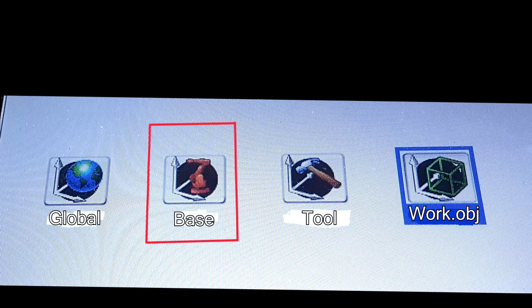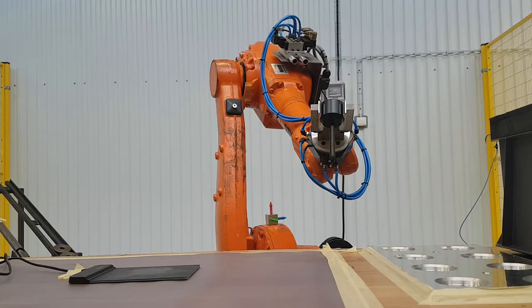In the base coordinate system on the ABB robot, the coordinate system is referenced from the base of the robot, where the robot meets the foundation. And it's measured in millimeters, at least for me as a metric nerd.